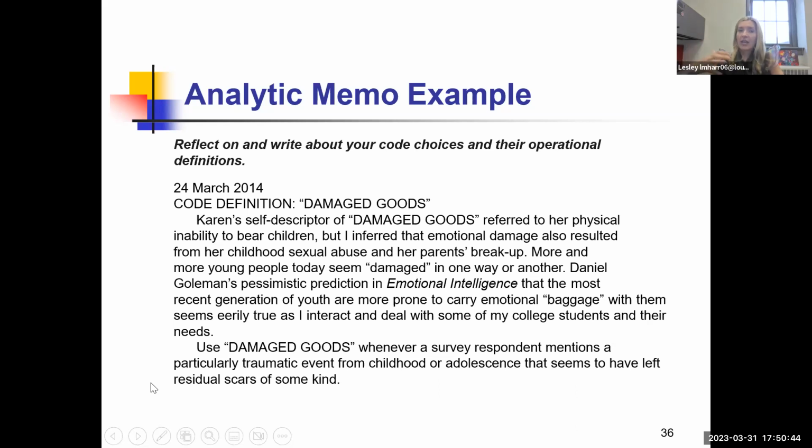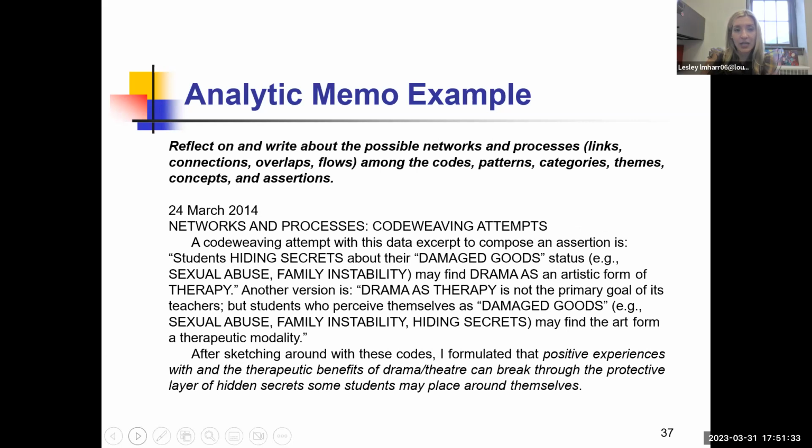So you're going to reflect on and write about your code choices and their operational definitions. You can date your writing, write your code down, which in this case is damaged goods. What you want to do is try to write a code definition, because the analytic work for this memo is to really try to define it. So Karen's descriptor of damaged goods referred to her physical inability to bear children, but I inferred, and the I is the researcher's voice, that emotional damage also resulted from her childhood sexual abuse and her parents' breakup. You can see that the researcher is actually inserting themselves in the interpretive process. I'll let you read the rest of that on your own time.